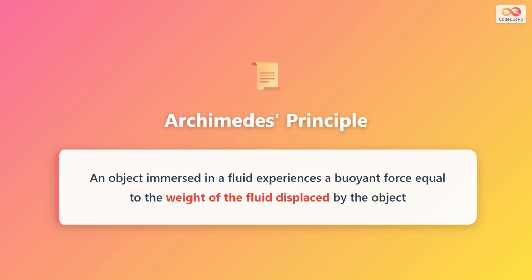Now, here's the brilliant insight that Archimedes discovered. An object immersed in a fluid experiences a buoyant force equal to the weight of the fluid displaced by the object. In simpler terms, when you put something in water, it pushes water out of the way. The weight of that pushed away water is exactly equal to the upward force the water exerts on the object. This is the essence of Archimedes' principle.